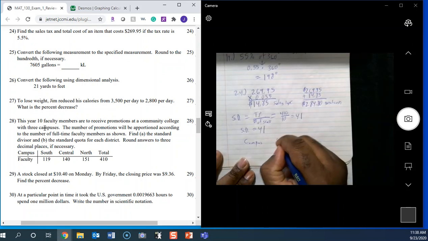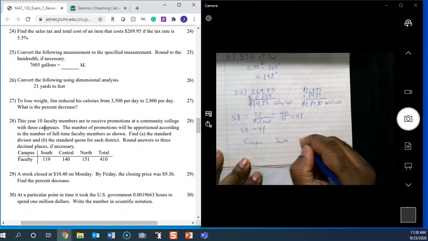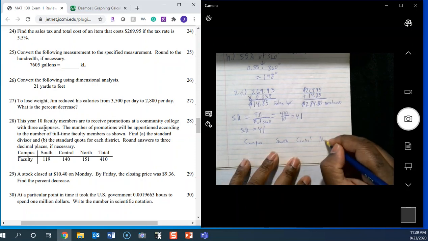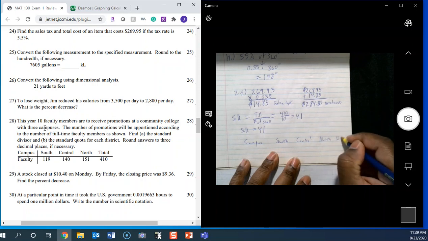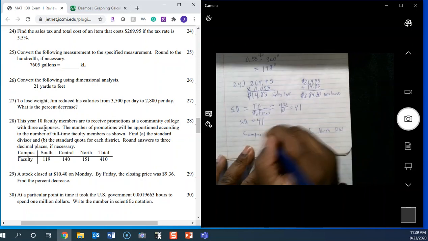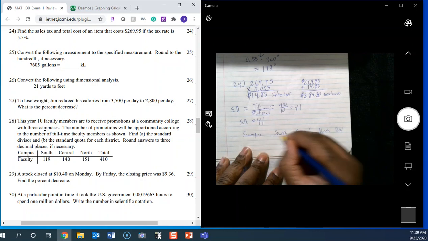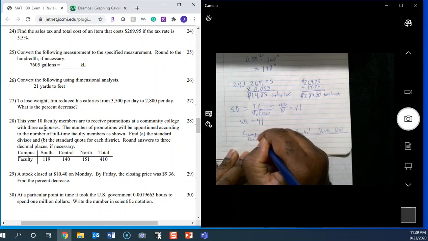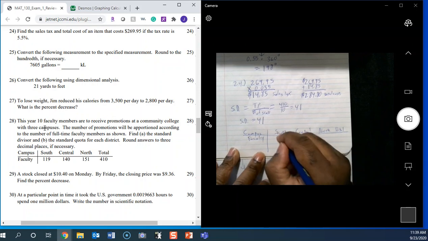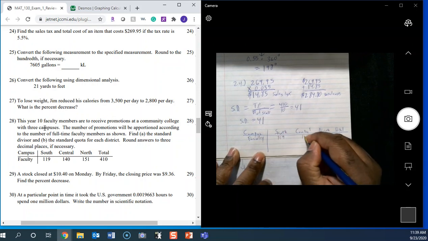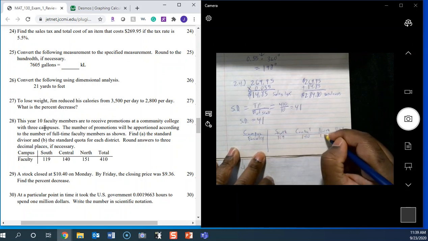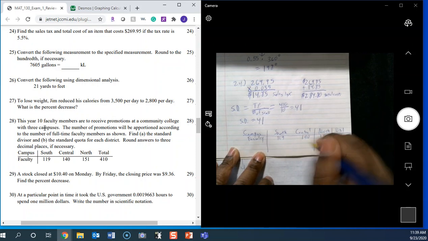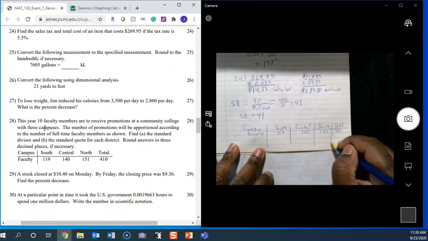The campus is South, Central, North, and then total. All right, so we have faculty, and then the South is 119, the Central is 140, and the North is 151 for a total of 410. And I'm going to separate these.